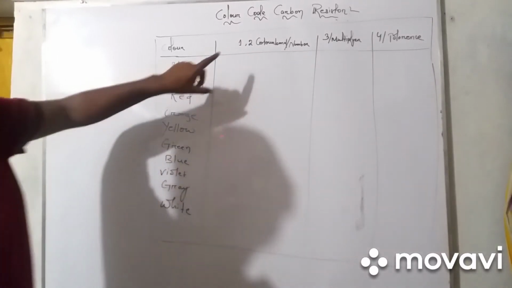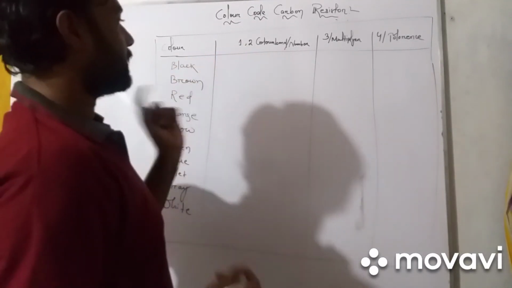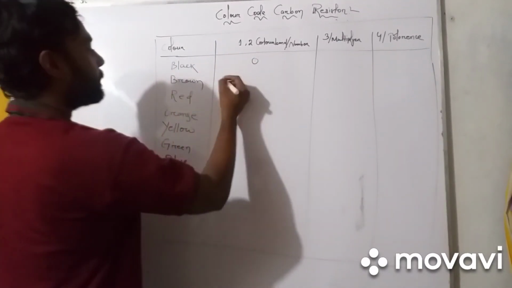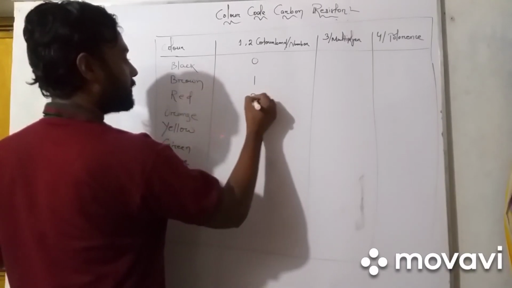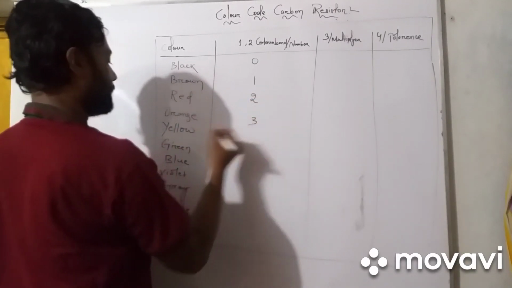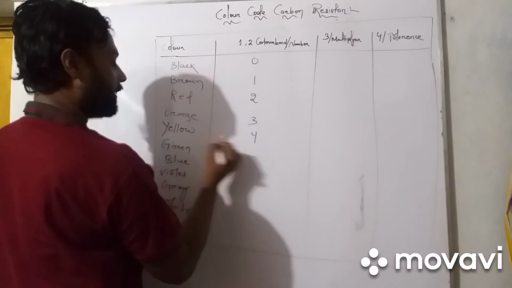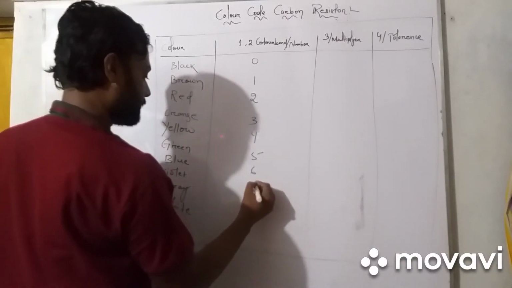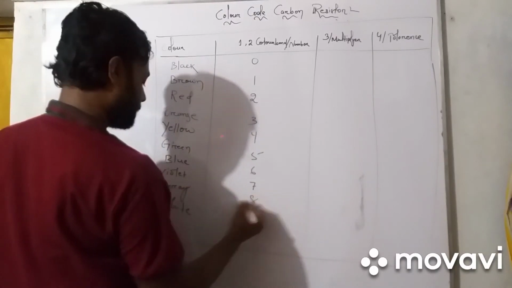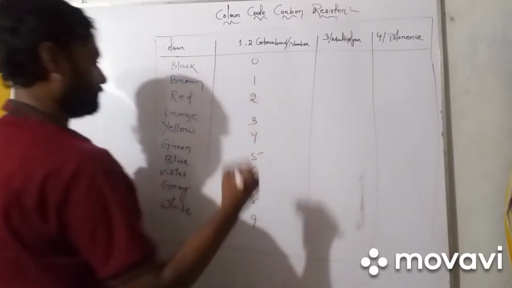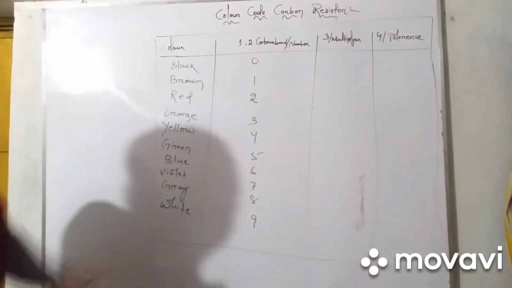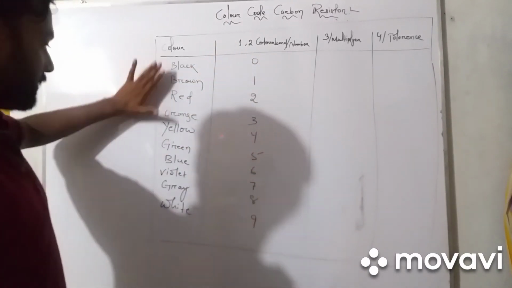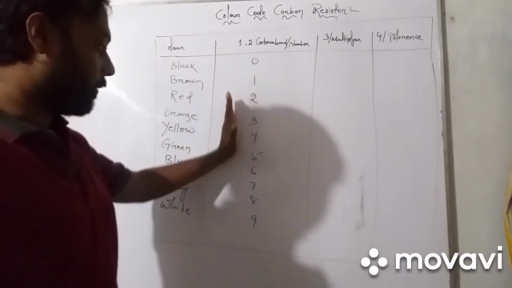The first two color bands represent numbers. Black represents 0, brown represents 1, red represents 2, orange represents 3, yellow represents 4, green represents 5, blue represents 6, violet represents 7, gray represents 8, and white represents 9. So the first two color bands represent their numbers.